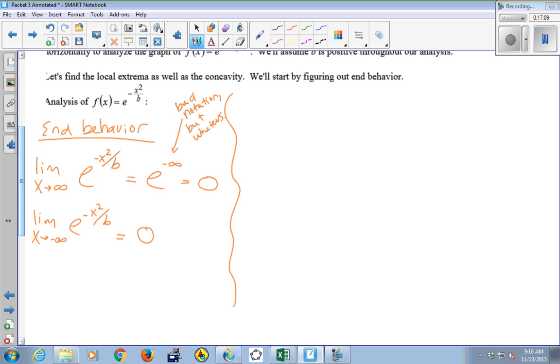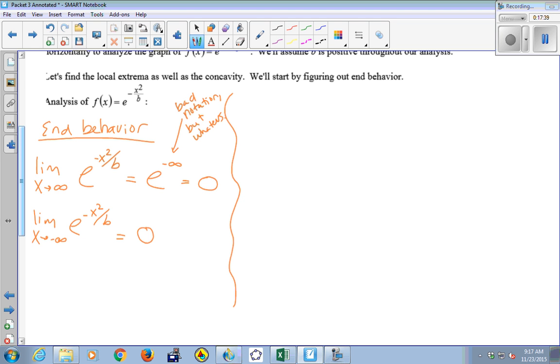Why is it bad notation? Because it doesn't really mean anything to write raising something to the infinity, because infinity is not a place you can get to. I just couldn't leave that up there without making a note that it's not right. Okay, so I know the end behavior. The end behavior approaches 0 at the left and the right ends.